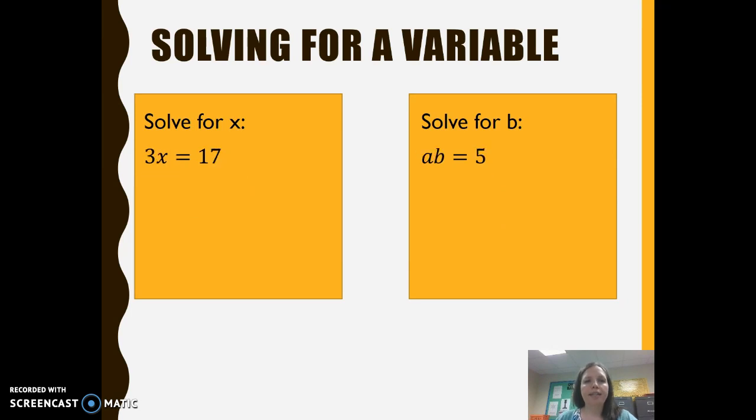So a second example, just to show how this still, again, I'm solving for b, how this still relates to the equations we've solved. I'm solving for x. I divide by 3 to get x alone.